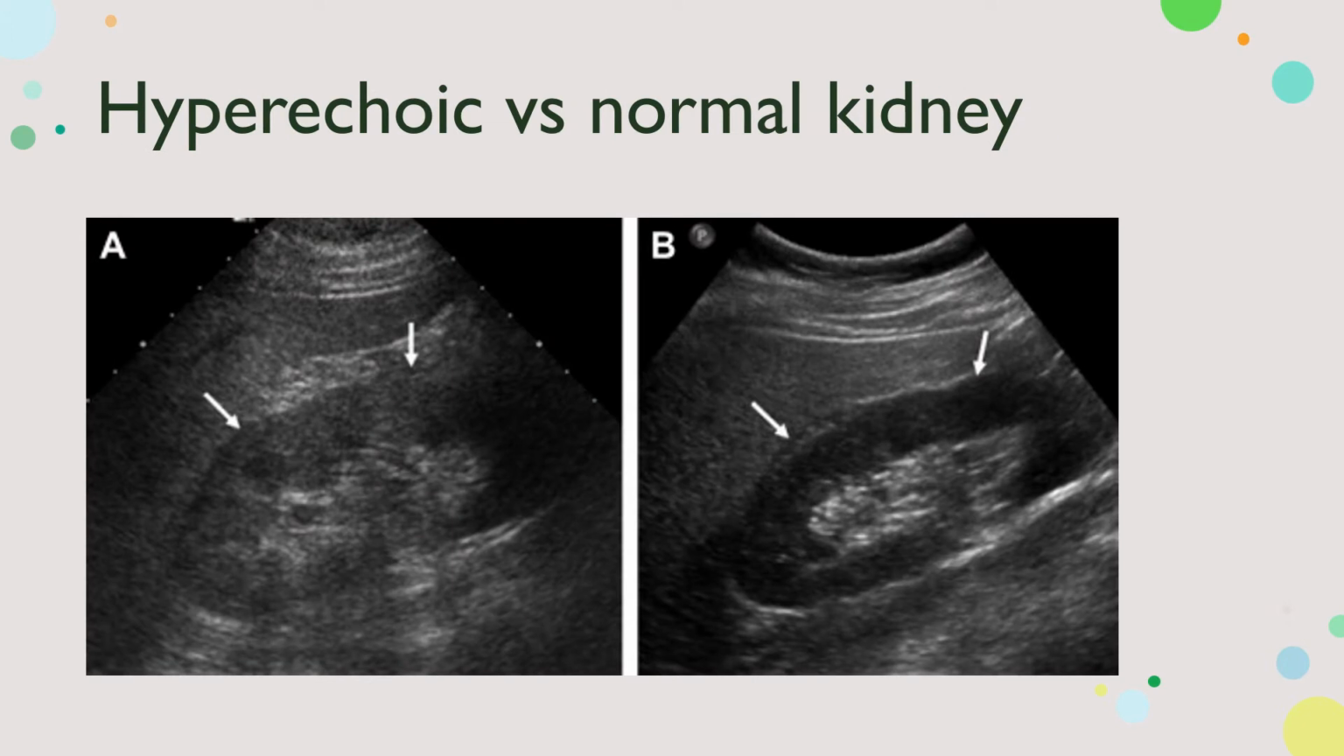So here's an example. The picture on the right is more normal. You can kind of make out the pyramids and the columns, but they're not very different. But in that image A on the left, you can see that the kidney is more hyperechoic, and you can make the pyramids out more distinctly.